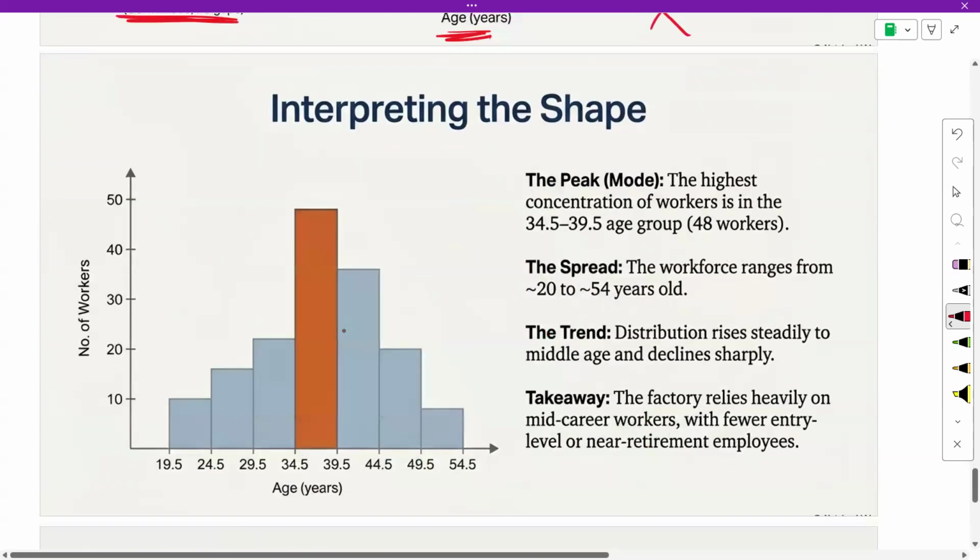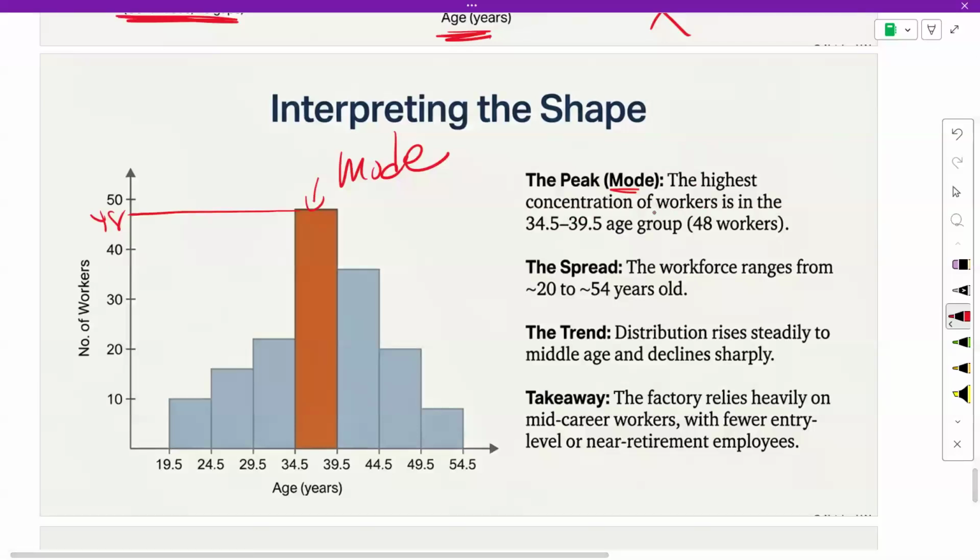But when we look at the histogram in visual form, you can get some insight very easily. You see this one, this is the highest. Highest means the peak. Peak is the mode, the highest frequency data with frequency 48. So this is the mode. The peak shows the highest concentration of workers in the 34 to 39 age group. There are 48 workers.